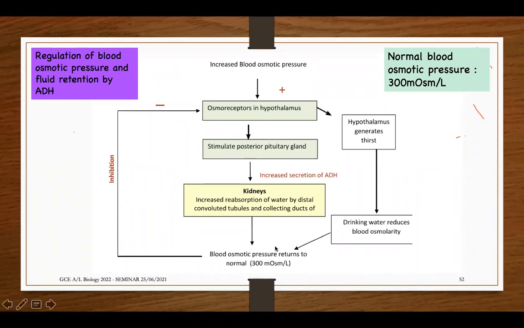Therefore, when your blood pressure comes back to normal, this will negatively inhibit the hypothalamus. It doesn't tell it actually, but there's a process that works with enzymes. The hypothalamus will then stop stimulating the pituitary so that ADH won't be secreted anymore. Okay, that is negative inhibition. So this is one way, using ADH, how our body maintains osmotic balance.